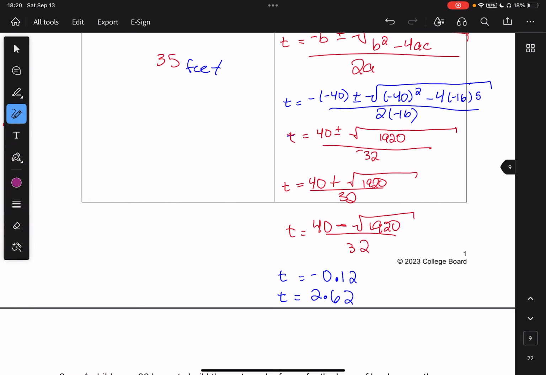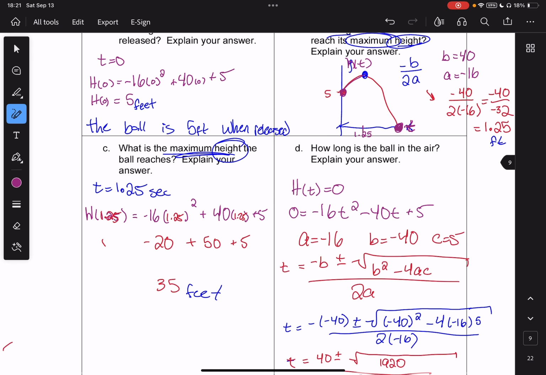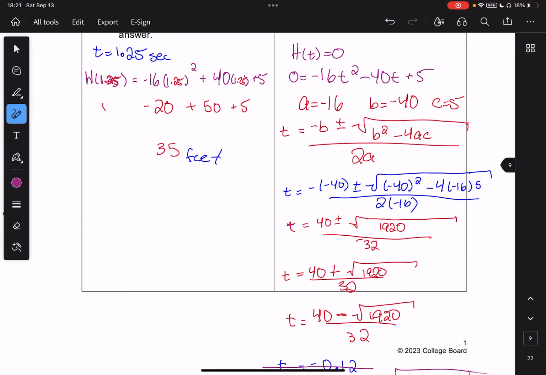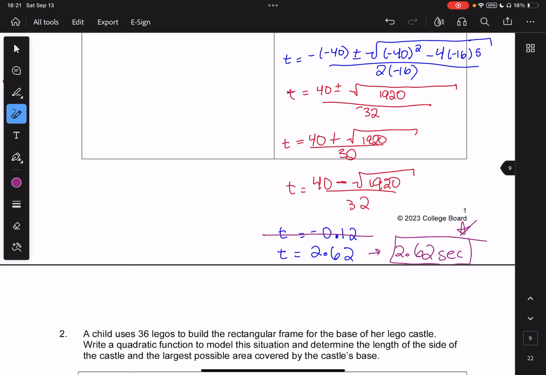So let's take a moment to look at our answers. Can we have time, negative time? No. So this answer, incorrect. So what is our answer? The positive one, 2.62 seconds. And we know it's correct because if we go back up to our graph that we roughly drew, we knew that our answer has to be greater than 1.25 because that's where the vertex is. So that's why we know that this is our correct answer. 2.62 seconds.